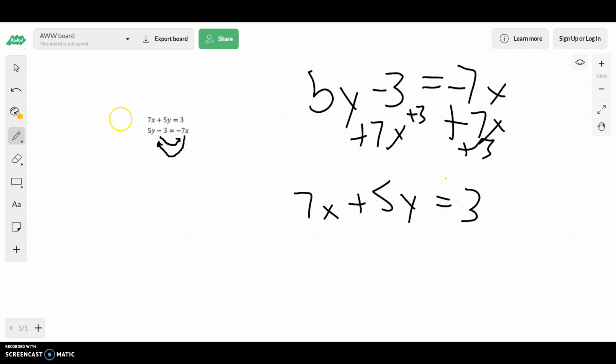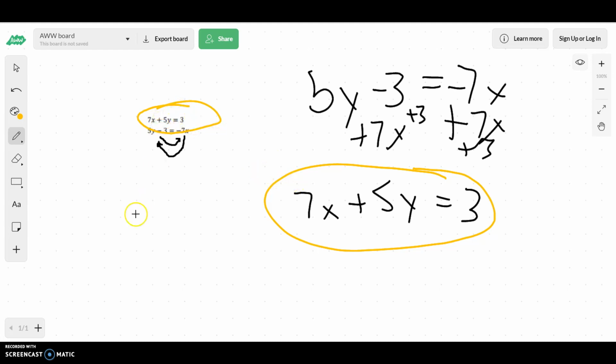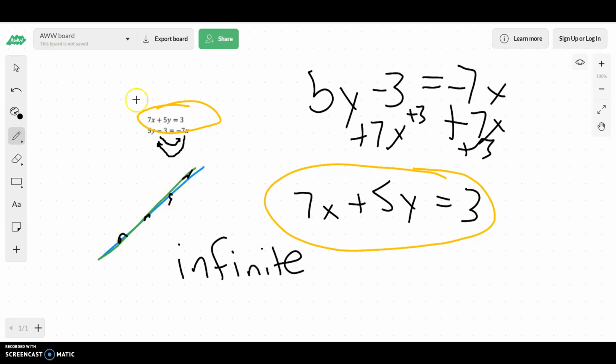Now when you look, that is identical to this. Well, if you have 2 lines that are identical, that means they're the same line. And if you think about graphing the same line over top of itself, you would go, oh, that has infinite solutions. Because it's the same line. It crosses here and here and here. It just crosses everywhere. So just make sure that you knew that that was infinite because they're the same line.